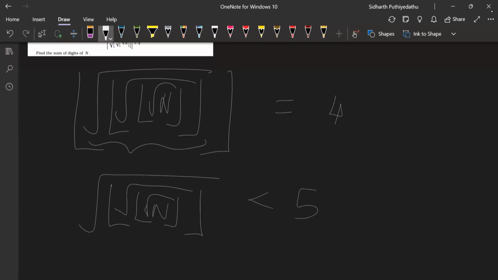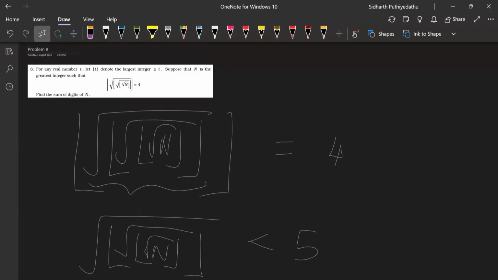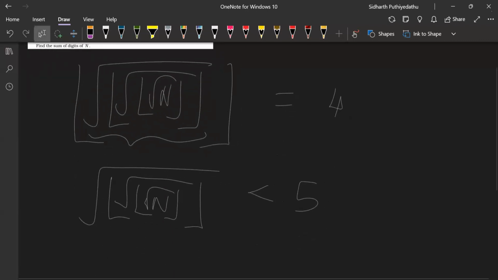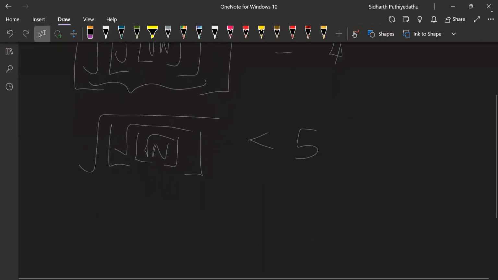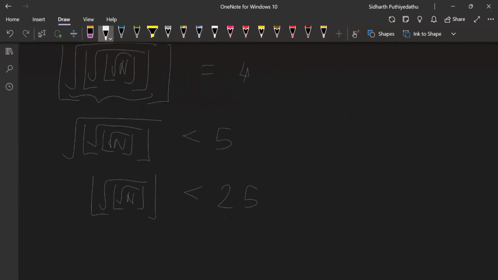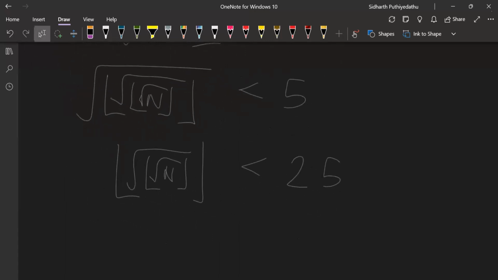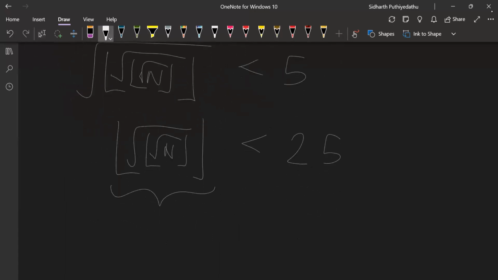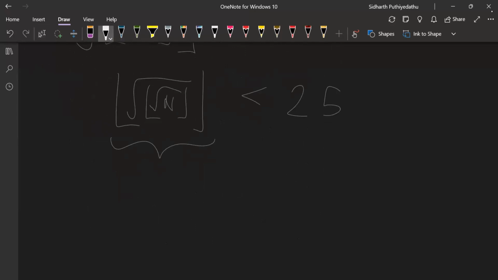So then this has to be less than 5. Because if it was bigger than 5, then we'd have an issue, because then the floor would be 5, right? Because 4 has to be the largest integer that's less than or equal to t by the definition of the floor function in the beginning. So because this is less than 5, we can square both sides and we get that this is less than 25. And because the floor function is an integer, we know that this is at most 24.